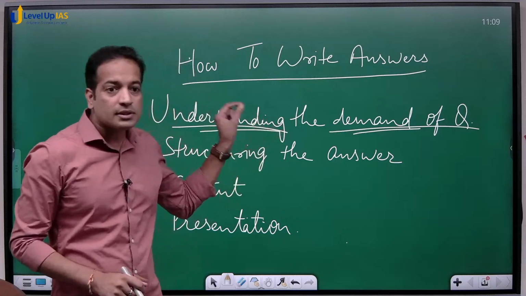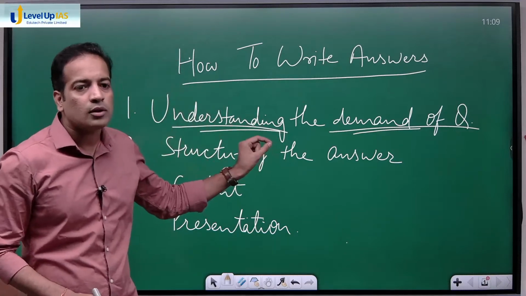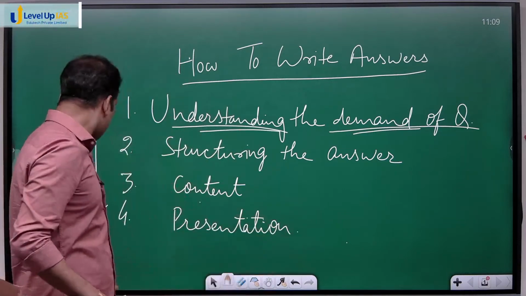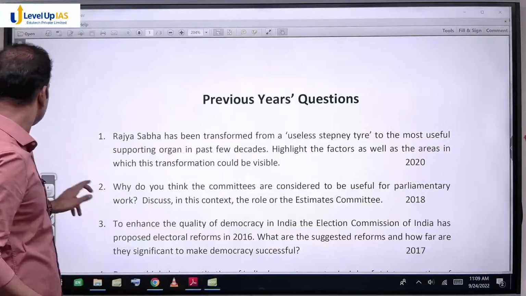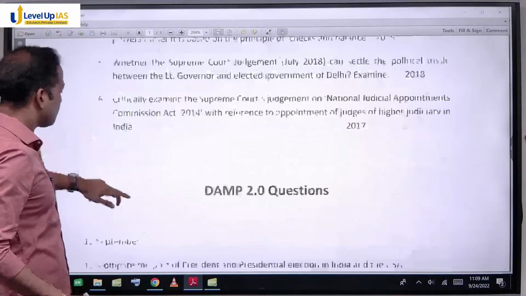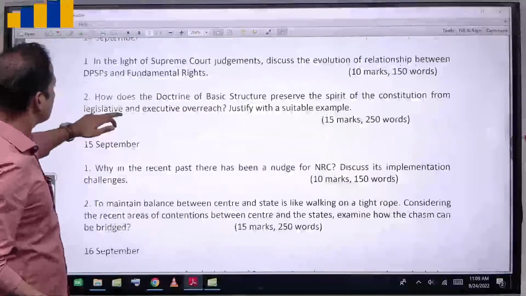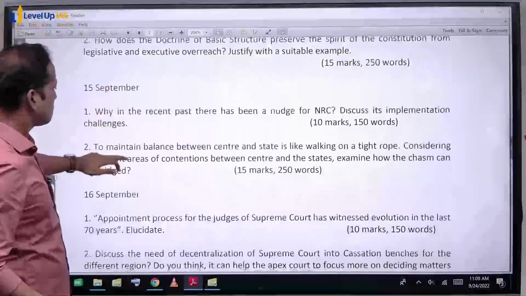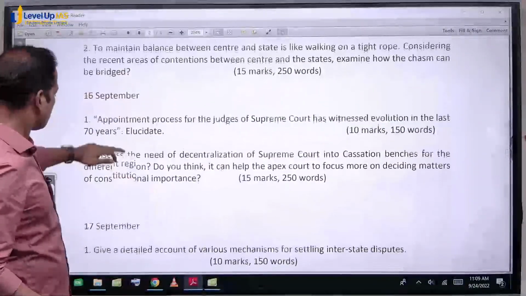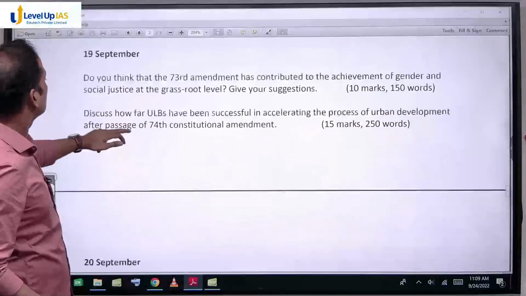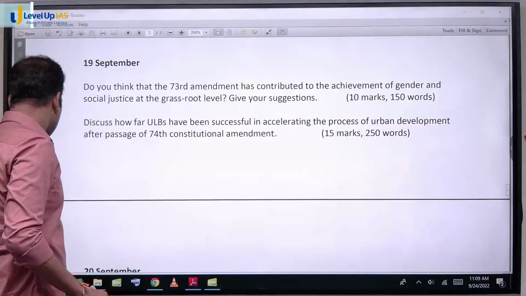Generally what happens is that we do not understand the demand of the question and we start writing anything. Just look at this question. One of the students had asked me regarding this. Where is that question? Cassation benches, mechanism, article. Yeah, this question.